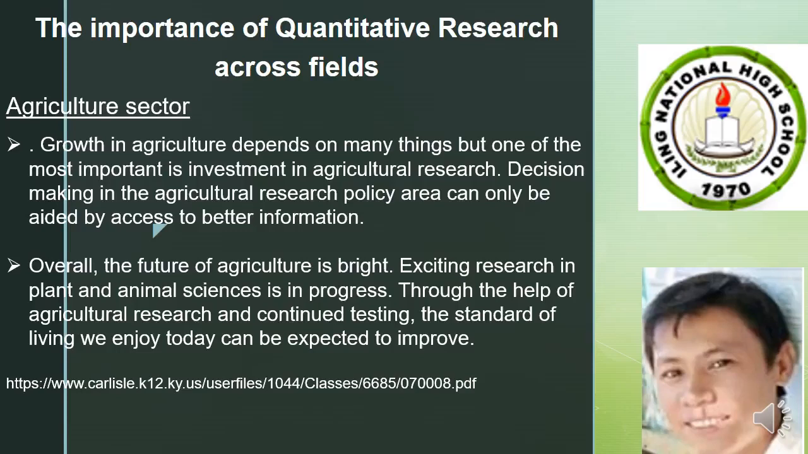So without research there will be no improvements, no progress, no. And of course dapat ang mga research natin, ang objective ay laging for the common good, no. Okay, so that is the inputs about the importance of quantitative research across different fields, no, sa ating lesson.